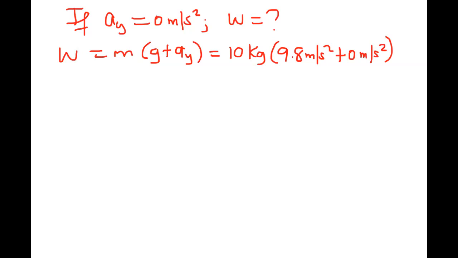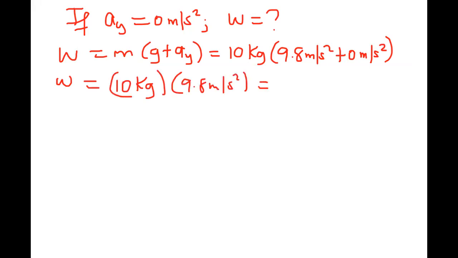So what would be the weight? In that case, our weight will be 10 kilograms times 9.8 meters per second squared. This gives us 98 newtons. So the weight is 98 newtons. But realize that the weight will be different if we change the acceleration.